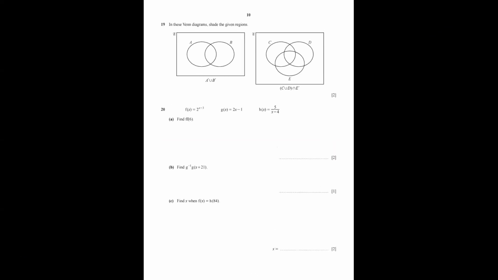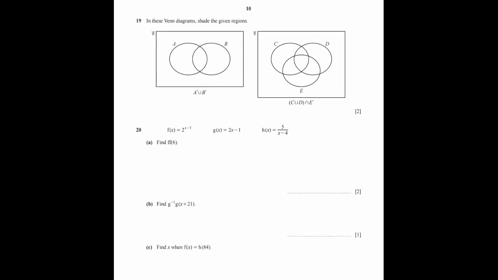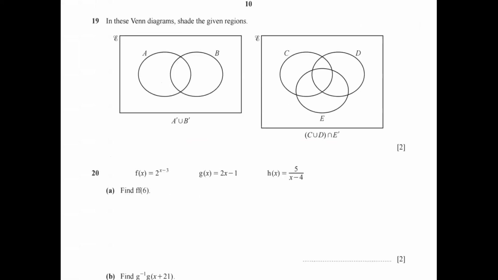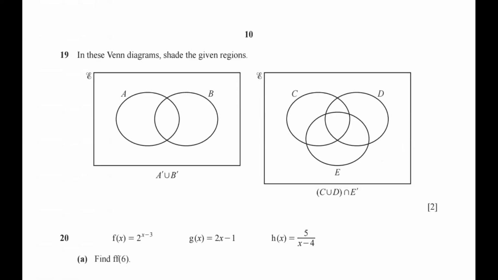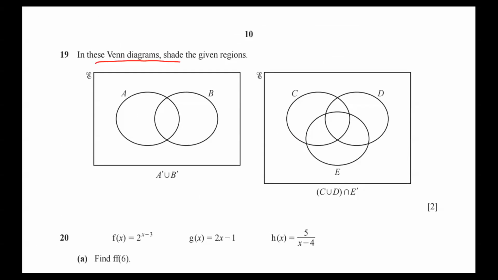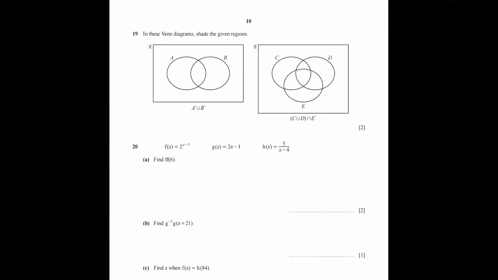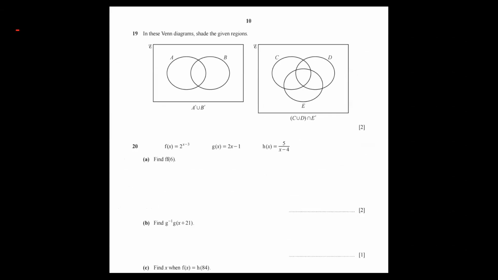On this page, we have two questions given here, one on sets and one on functions. So first of all, let's deal with the sets question. How can we deal with it? He talks about shading the region. So what is the technique to do this kind of question? We can do it directly, but the best technique is what I like.